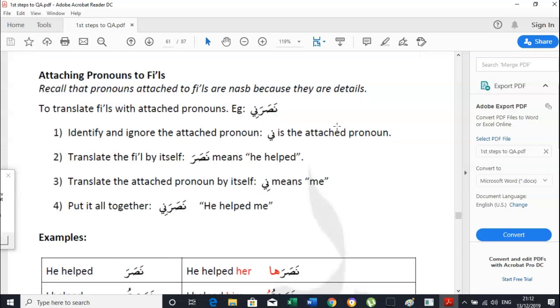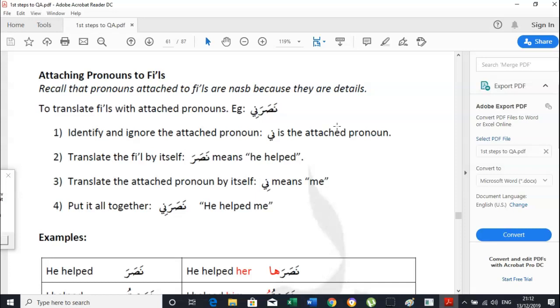Okay, so we call the pronouns attached to fi'als "attached pronouns" because they are details. To translate fi'als with attached pronouns, for example nasarani, identify and ignore the attached pronoun. So maybe that was the first step, yeah? Attached pronoun, ignore that first. Because what happened, you jumped to the attached pronoun and started translating that. Okay, so that's the first step, I guess.